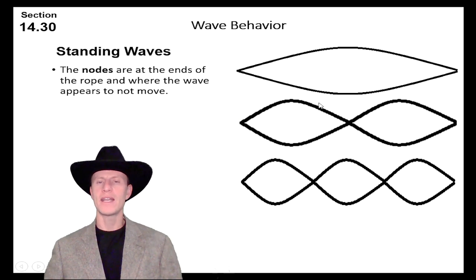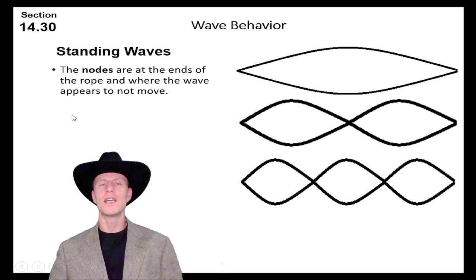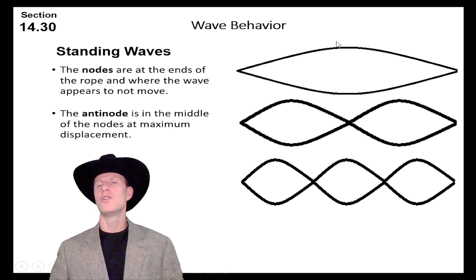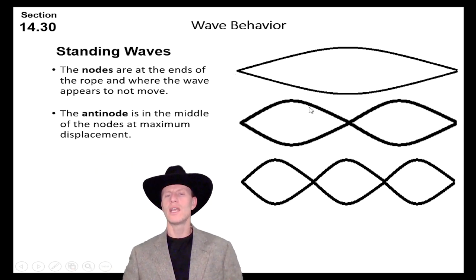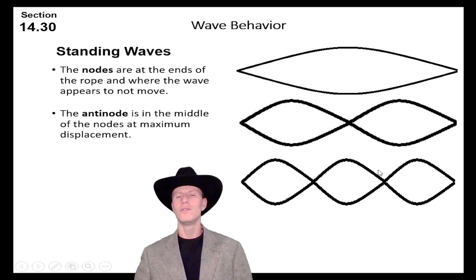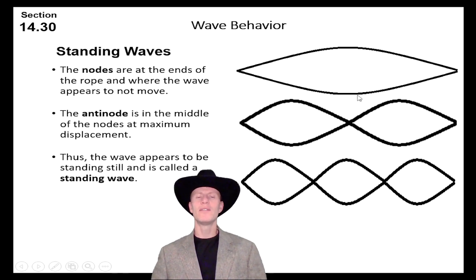If you turned it on faster and created this diagram, then there would be 3 nodes and then 4 nodes down here. But they also create antinodes where they have maximum displacement in the center. This is a maximum displacement right at the maximum amplitude. This would have 2 nodes and 1 antinode. This would have 3 nodes and 2 antinodes. This would have 4 nodes and 3 antinodes. These waves do appear to be standing still and are called standing waves. You will have a chance to mess with creating these in the interactive lab down below.